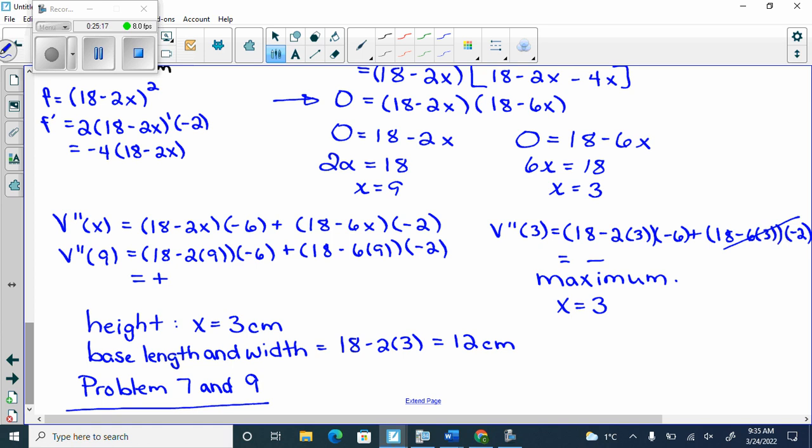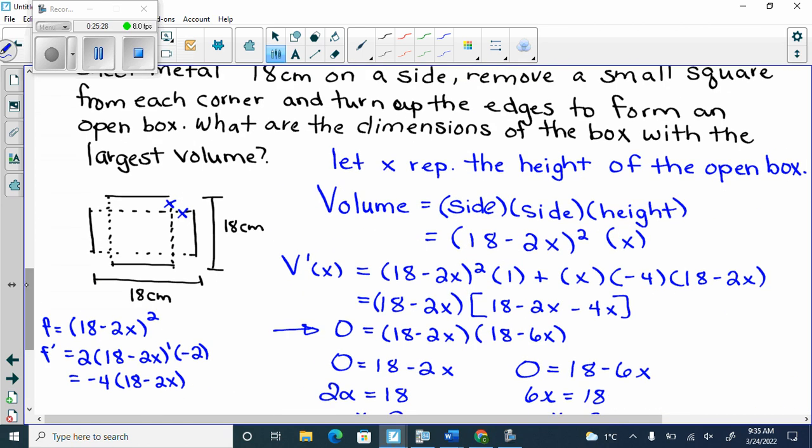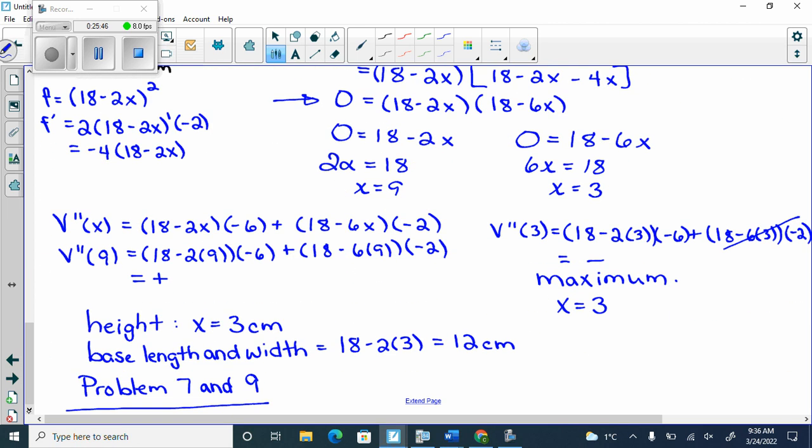For the last, why is it 18 minus 2 times 3 instead of the original volume equation that we got? What are you talking about? It is using it. I'm not asking for volume. I'm asking for dimension. If I wanted volume, you would actually plug it in. Yep. Just make sure you use units.